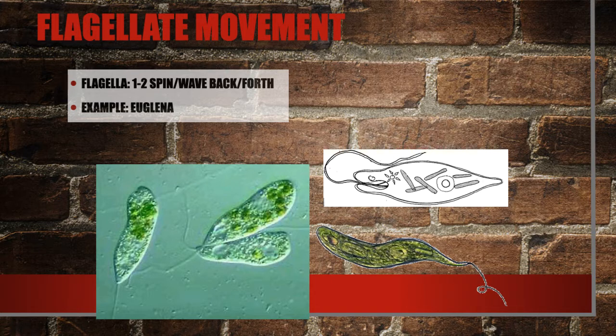See what color it is? It's green. Photosynthesis makes sense, right? So it actually does both. It eats things and it does photosynthesis. So the protists are a real weird mixed bag.